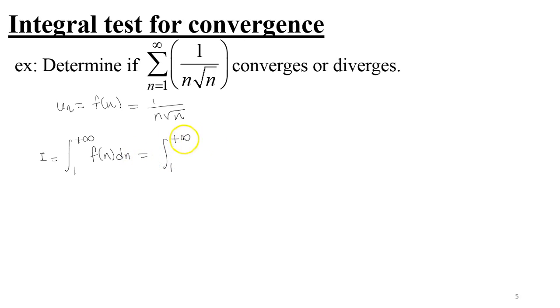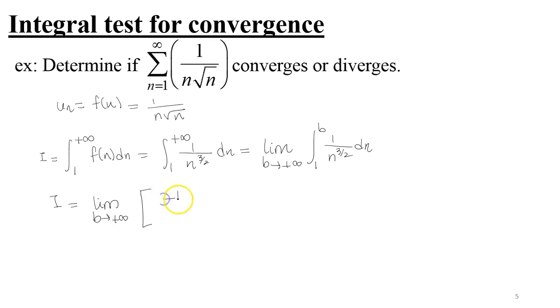So the integral from 1 to positive infinity of 1 over n square root of n, that's the equivalent of n to the 3 over 2. So here, that would be the limit when b approaches positive infinity of the integral from 1 to b of 1 over n to the 3 over 2 dn. Now, the antiderivative of this function, this is a function in the form 1 over x to the n. So applying that rule would lead us to negative 1 over (3 over 2 minus 1), which is half, times n to the half. Our variable here is n, it's not x. So between 1 and b.